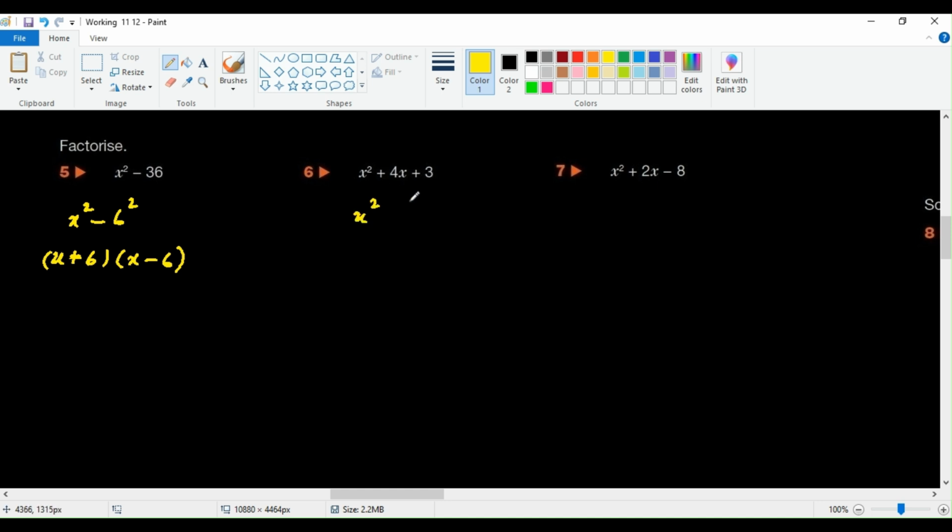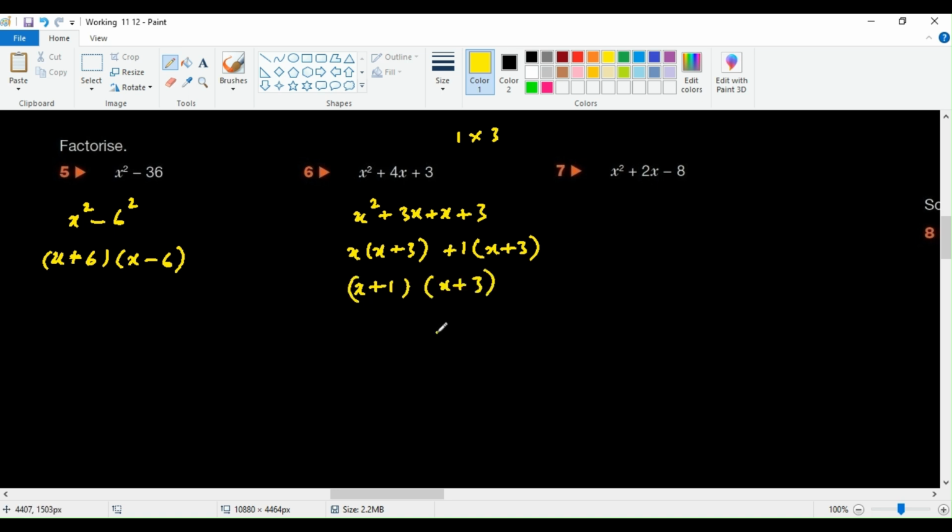So x squared, how do we get 3? We get 3, 1 times 3, and 3 plus 1 is a 4. That means plus 3x plus 1x plus 3. That means x plus 3, and x plus 3 I will write once again, and plus 1. That means (x plus 1)(x plus 3) is going to be the answer for this question.